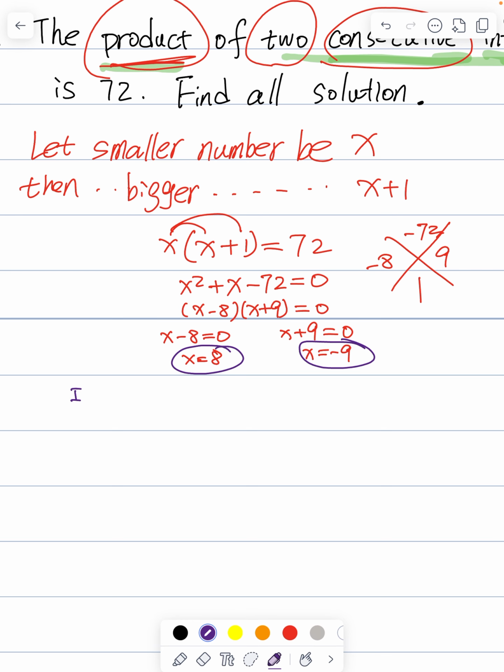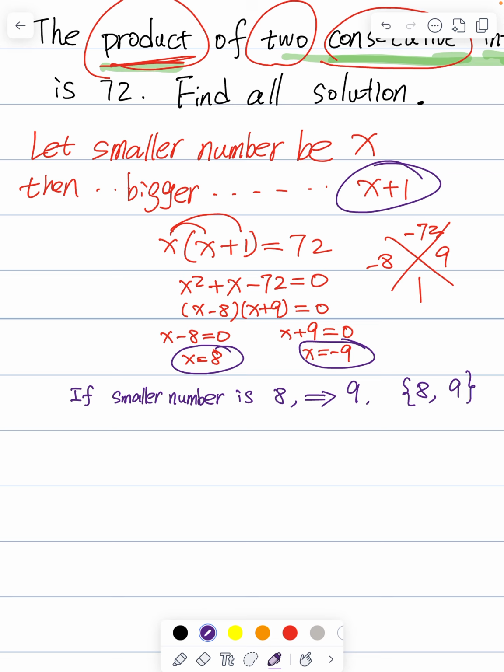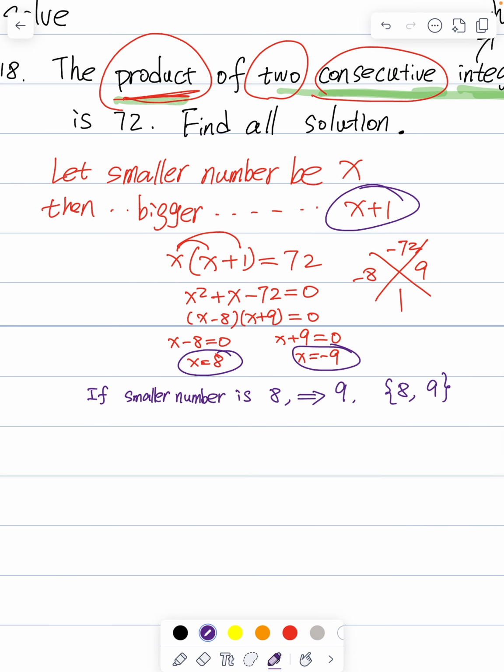Okay, so I have two sets of solutions. If the smaller number is 8, then the bigger number is what? The bigger number is 8 plus 1, right? Add 1. So the number must be 9. So the first set of solution, one number is 8, another number is 9. Hey, 8 and 9, they are neighbors. They just follow each other. 9 follows 8, right? It's consecutive numbers.